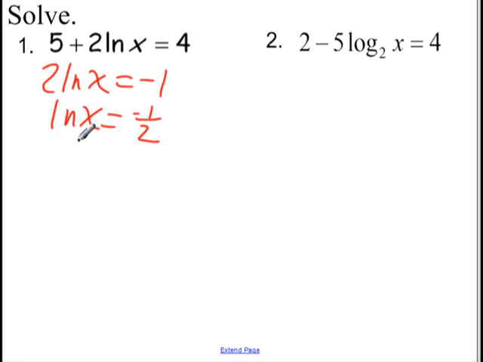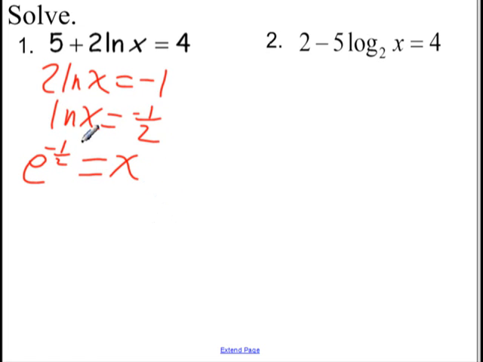And now we've got the log part all by itself. We can rewrite this in exponential form. So that's e to the negative 1/2 power is equal to x. And depending on how you are asked to write your answer, you could just pop that right in your calculator, e to the negative 1/2.